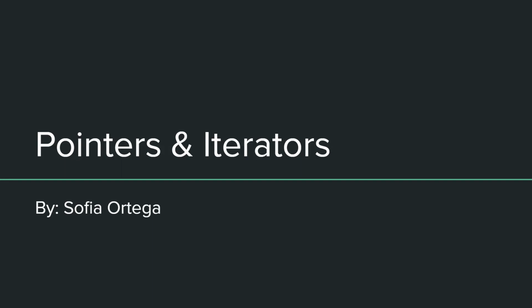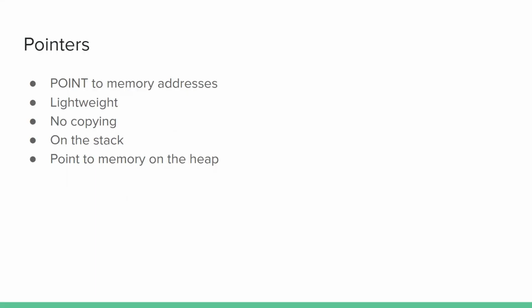Pointers and iterators. What are they? So let's start with pointers. Pointers point to memory addresses. They're not an actual value, but they're extremely lightweight because of this, because you can switch them around. Imagine that they are just an arrow, and this arrow just points to whatever value you have.